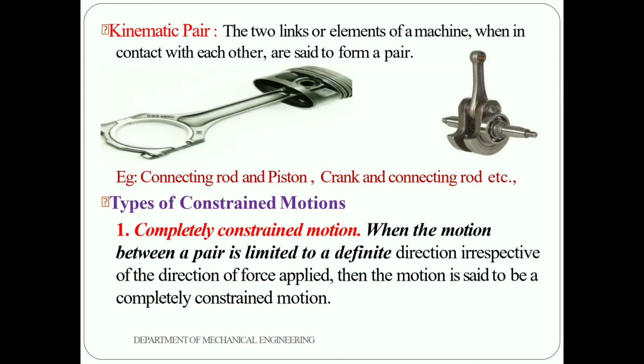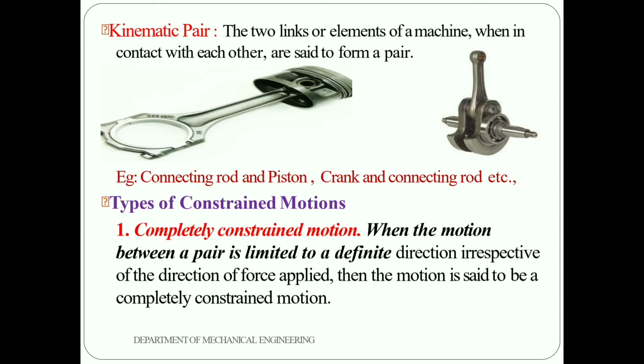Next one is an important topic. What is a kinematic pair? Two links or elements of a machine, when in contact with each other, are said to form a pair. For example, connecting rod and piston. The connecting rod is connected with a piston to transmit power. Crank and connecting rod is also a good example of a kinematic pair.